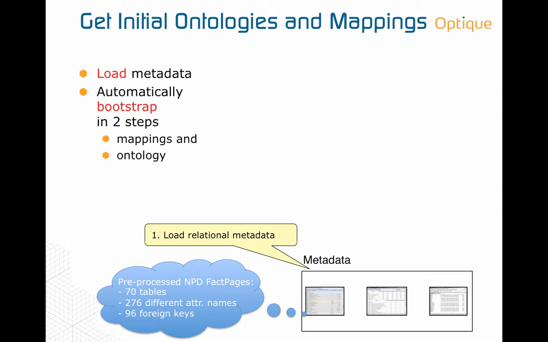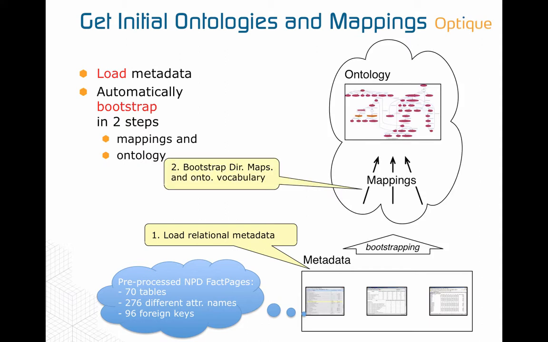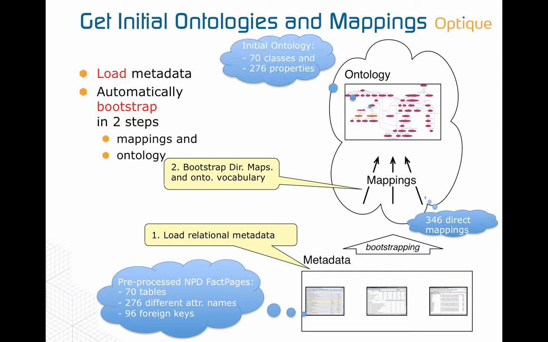The second step is the automatic bootstrapping of direct mappings, which yields an initial ontological vocabulary. From NPT FactPages, we extract about 350 direct mappings, and a vocabulary consisting of 70 classes and about 300 properties.